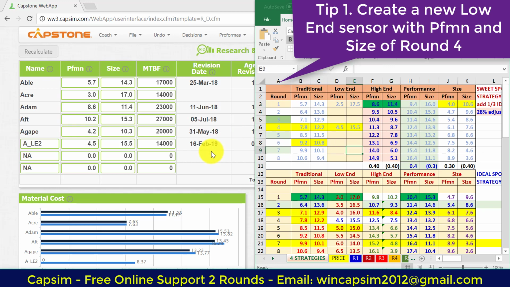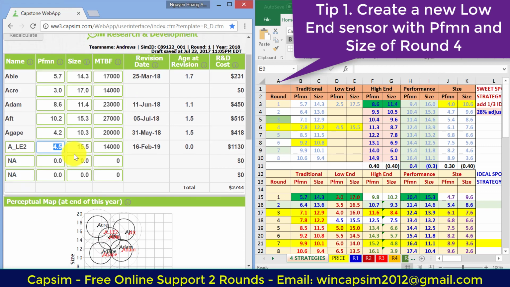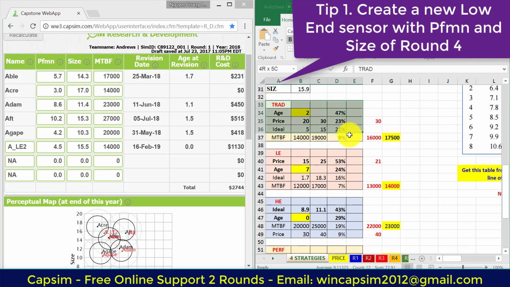So we need to prepare the Excel file to keep track of our decisions for all 8 rounds. In the first round we add one more product, a low end product, which we call ALE number 2 to easily identify it as a low end product. We also use 14,000 mean time before failure, MTBF. We do not use the lowest, 12,000, here.